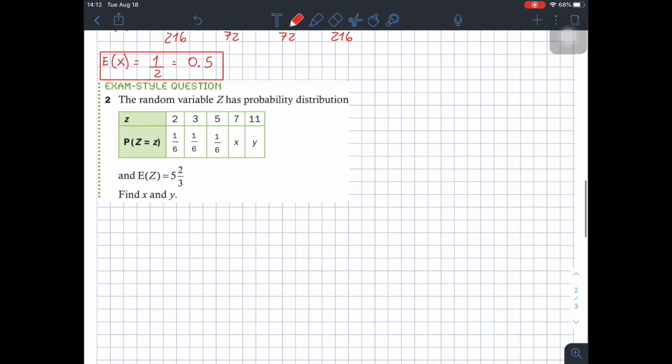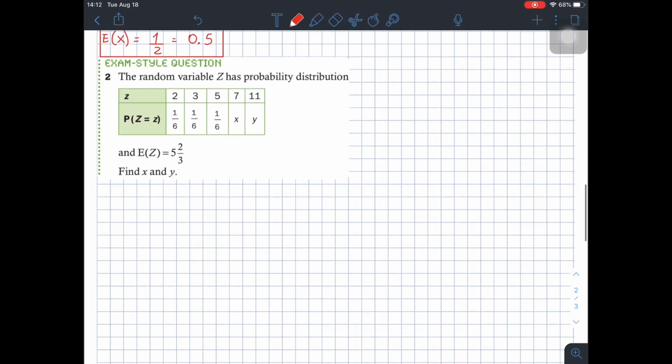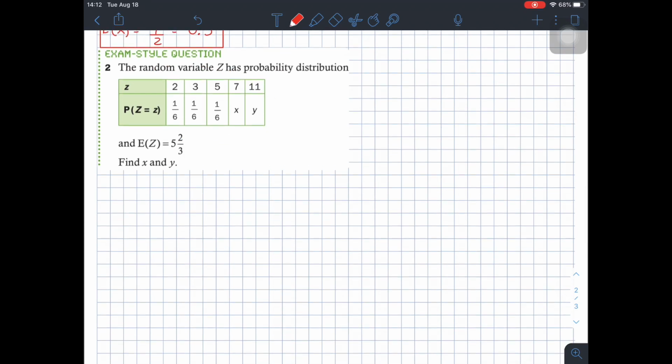Now let's see an exam style question. You'll see that this is not very difficult. It says the random variable z has probability distribution, and we have the probability distribution table for this particular random variable. So it says the expected value of z is 5 2/3, right? So the first thing I notice is that we need to convert this to an improper fraction, right? If you remember how to do that, we multiply this times this and add the value here. So 3 times 5, that's 15. 15 plus 2, that's 17 over 3. So this is the same as saying 17/3.